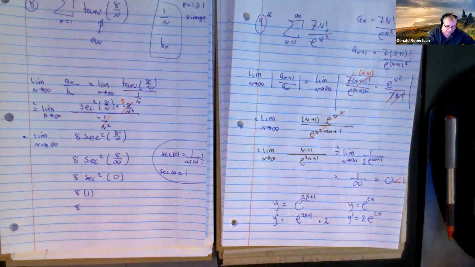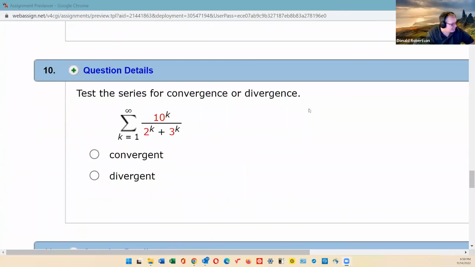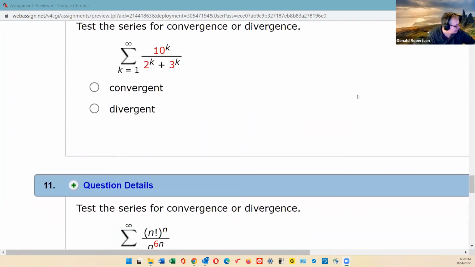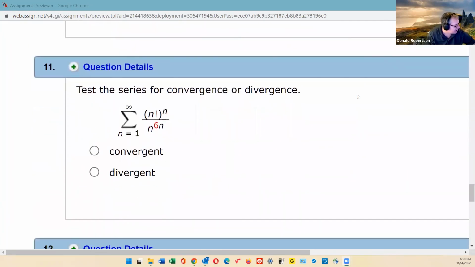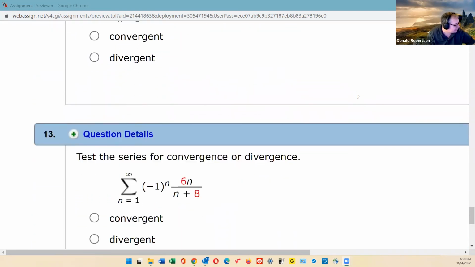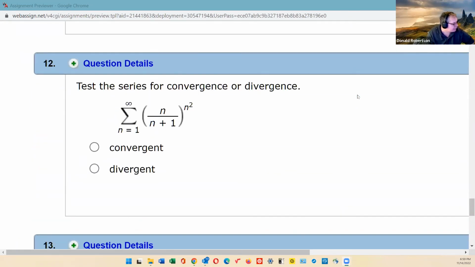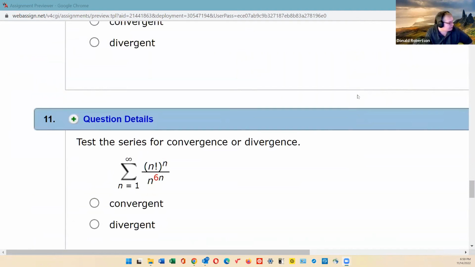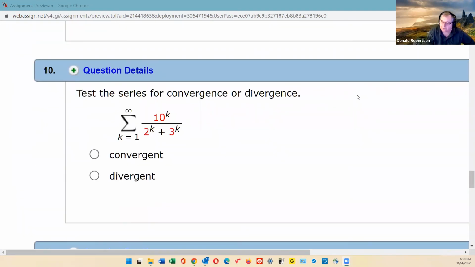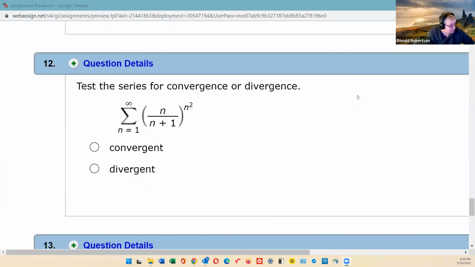Right, let's return back to where we were. That's 9. There's 10, which is a limit comparison test. Here's 11, which is an nth root test. Here's 12 with a different nth root test. And there's 13, which was an alternating series test. Is there any of those last 3 that you would be interested in seeing? Is it last 4? Yeah, last 4.